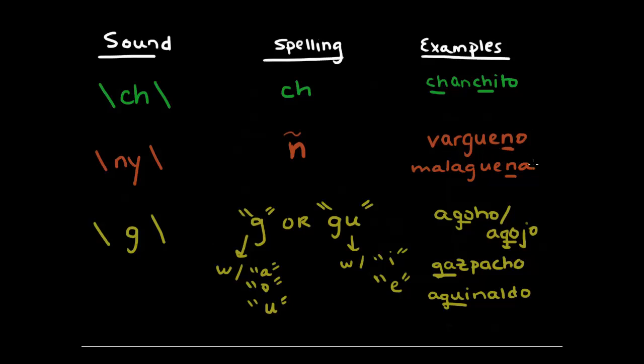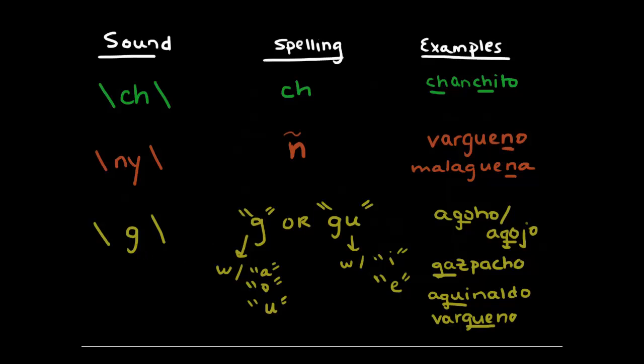Vargueño and malagueña are examples. So, alright, Vargueño, G-U-E, okay, and malagueña is another one as well. So, pretty simple, G-U in front of I or E, and G in front of A, O, and U. O and U doesn't happen that often, but A does. So G in front of A and O and U if it happens, and G-U in front of I and E. So that's that regarding the G sound.